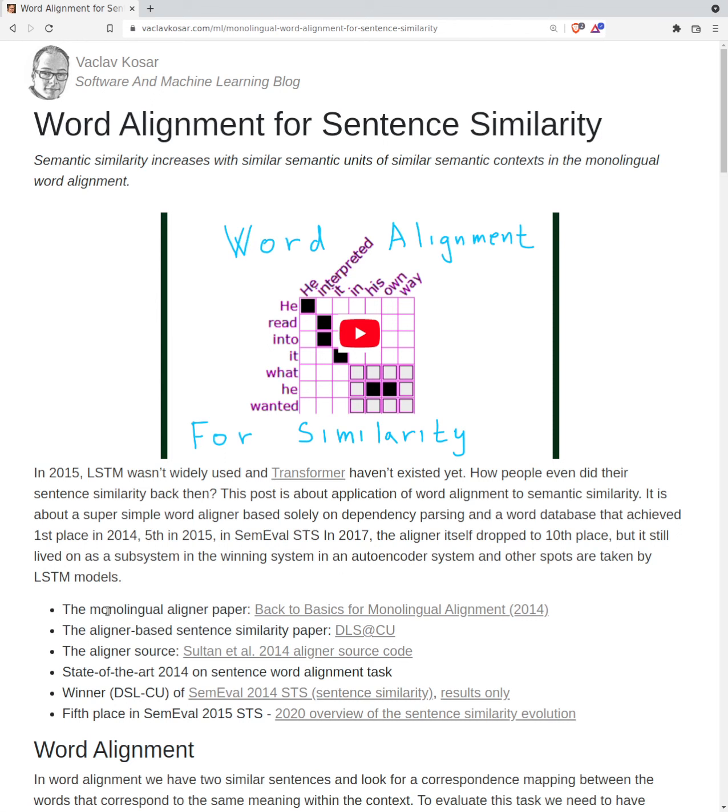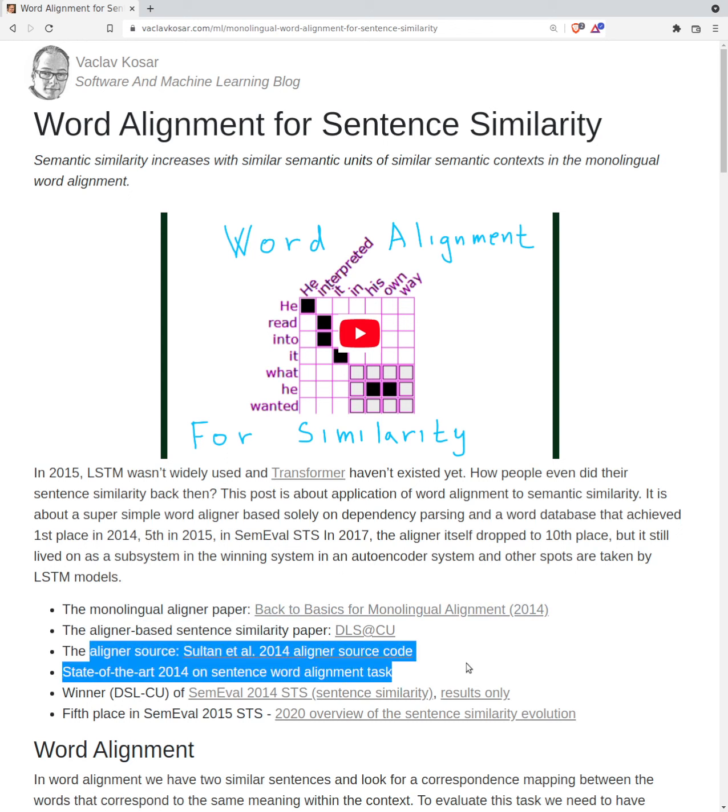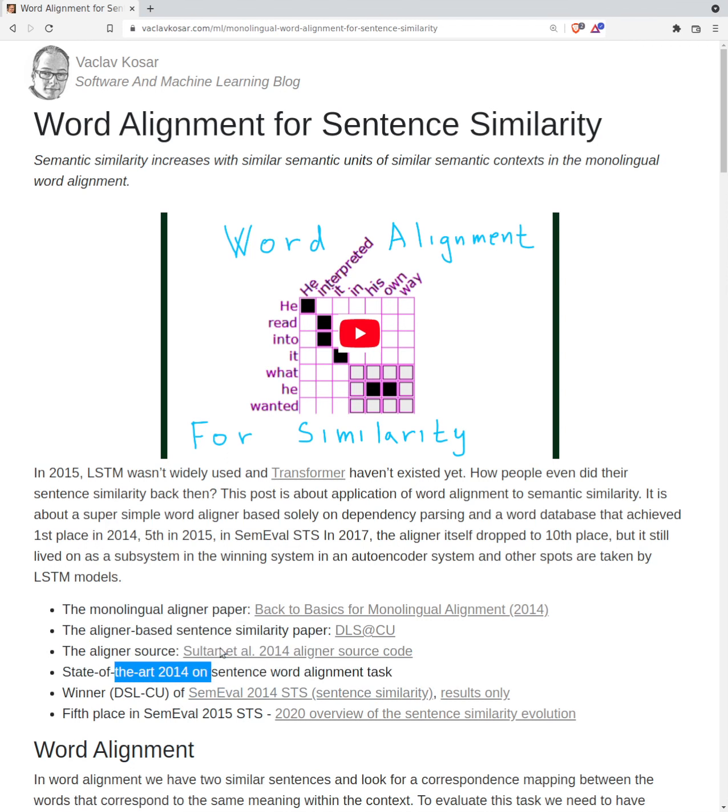So quickly, let's go in. The monolingual aligner paper has a link over here. You can read the sentence similarity application of this aligner over here. Source code is available. I think it's a very performant aligner. I haven't tested it in the sense of how fast it runs, but it should be fast because it's just a database, and the dependency matching you don't need so much.